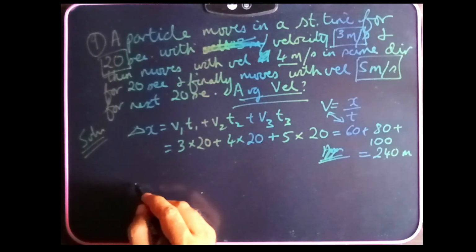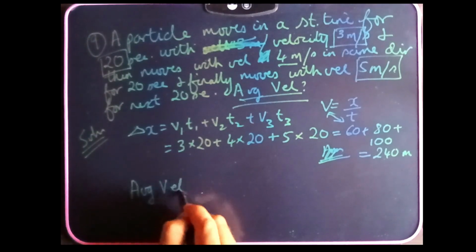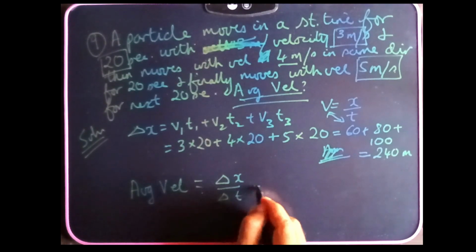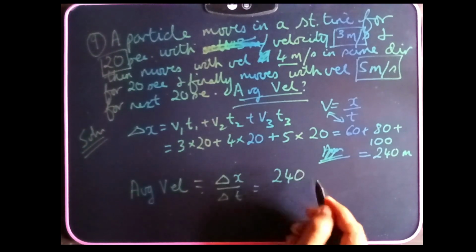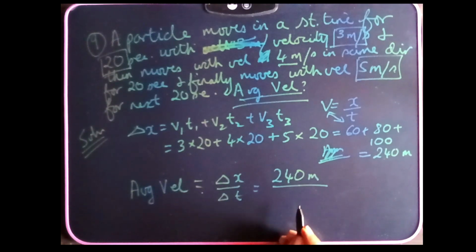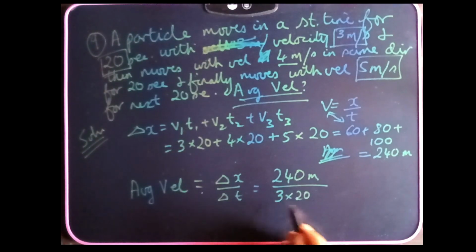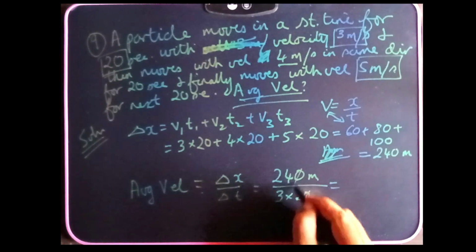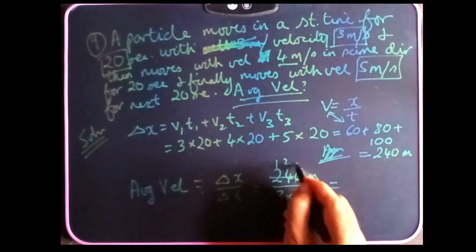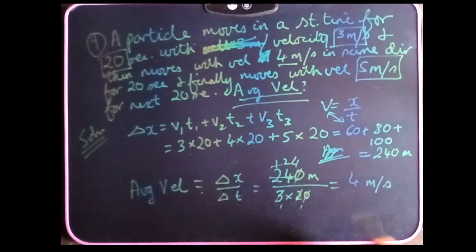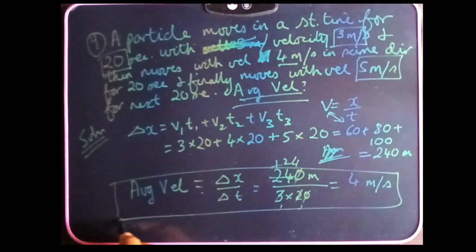So now it is asked, what is asked? Average velocity. Average velocity is displacement by time. What is displacement? 240 meters. And total time is 3 into 20, right? T1 plus T2 plus T3 is going to be 3 into 20. The time period is same. We will cancel this. We'll have 12 here and 4 here. So you'll get 4 meter per second. This is your answer. 4 meter per second is your average velocity.